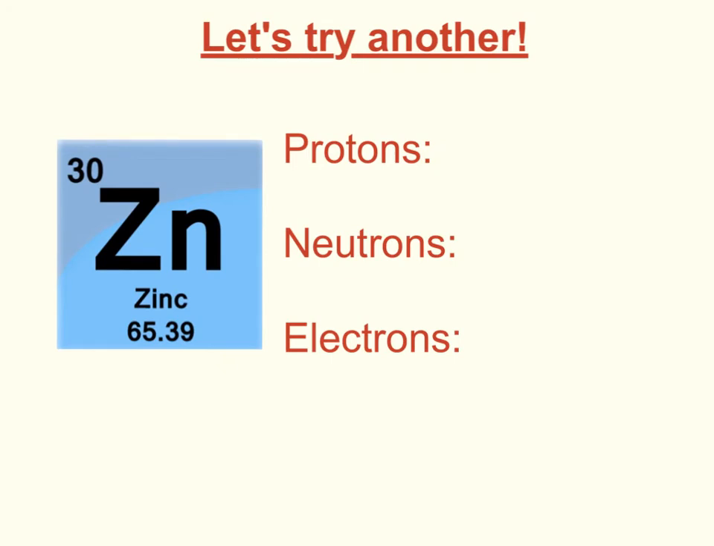So let's try another example to make sure that we understand how this works. Here is zinc. At the top of the box, we see the atomic number for zinc is 30, and the atomic mass for zinc is 65.39. The first thing I might want to do is make sure I round this atomic mass to the nearest whole number. Since the number to the right of the decimal is a 3, we can assume that the whole number mass would be 65.